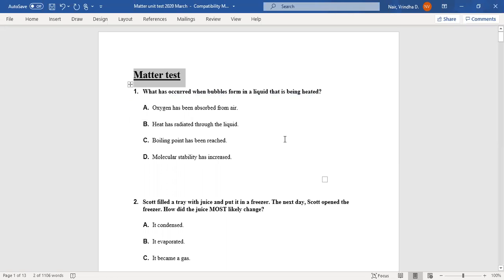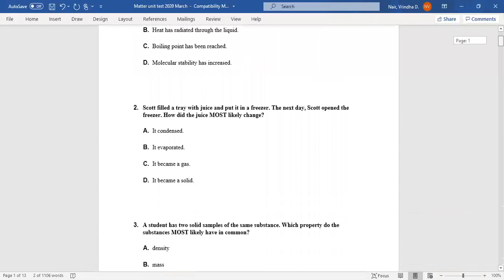So what has occurred when bubbles form in a liquid that is being heated? Option A, oxygen has been absorbed from the air; the heat has radiated through the liquid; boiling point has been reached; molecular stability has been increased. So you need to select the right option.